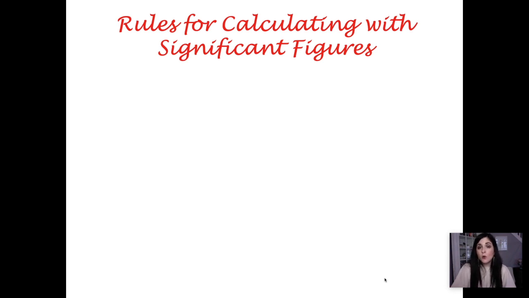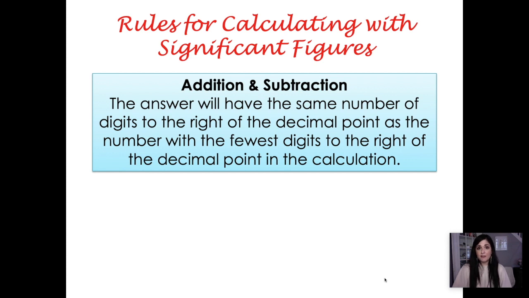If you are adding or subtracting while using significant figures, your answer will have the same number of digits to the right of the decimal point as the number with the fewest digits to the right of the decimal point in the calculation. You have to look at how many digits after the decimal point do each of the numbers you are adding and subtracting together have. I think it's easier to actually do this on paper than it is to talk about how to add and subtract. So I think when we go over the calculations part together, it'll make a little bit more sense.